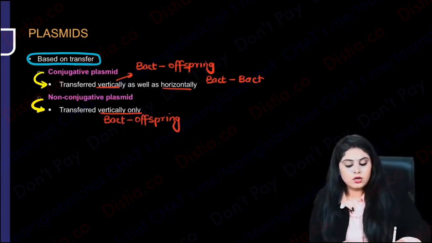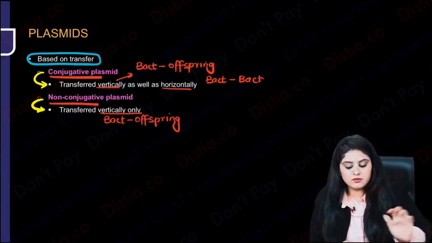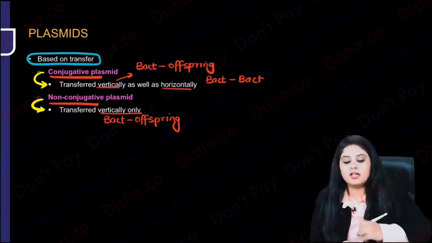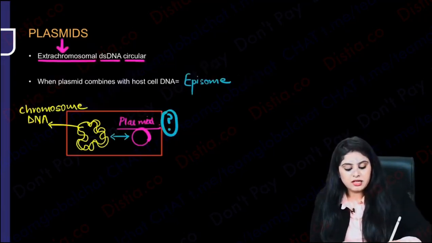So that was the definition. Conjugative shows everything, non-conjugative is only going to be vertical. But what is this plasmid? Why am I obsessing over this plasmid? What is in it?